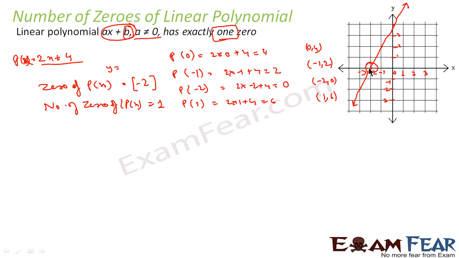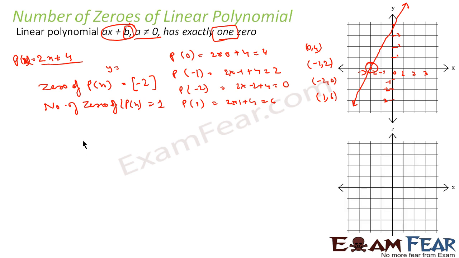There is only one value, and we have seen that if you see this line will go straight, and this line will also go straight, so it will never get an opportunity to meet the x-axis again. Correct? Since it is going straight, it will never meet the x-axis again. So therefore, a linear polynomial has exactly 1 zero always. Let's take one more example.